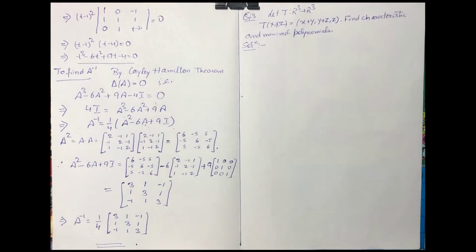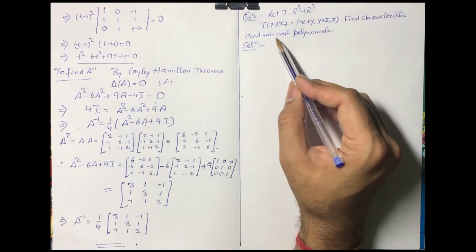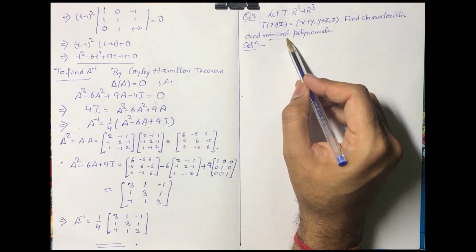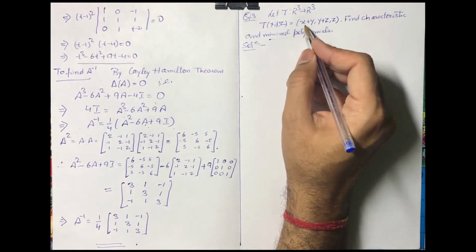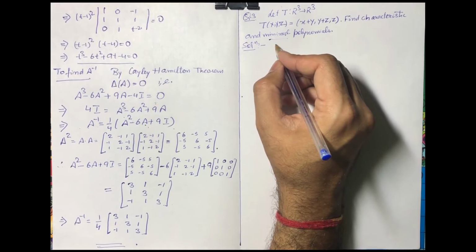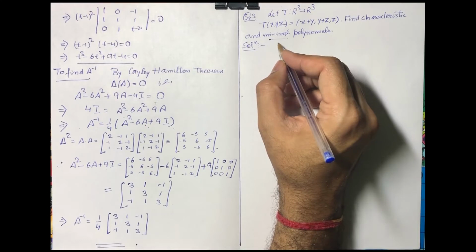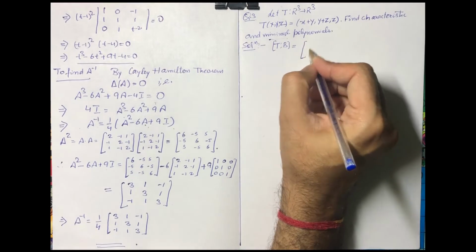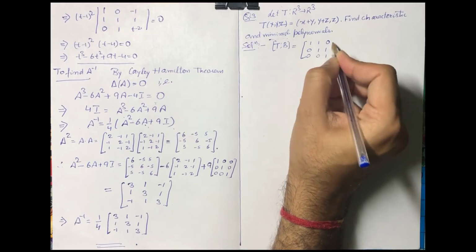In the next question we are given a linear operator and the question is to find the characteristic and minimal polynomial. So we will proceed in a similar manner to find the characteristic equation. Given T(x, y, z) is this. First of all we start with the standard basis B, and from that standard basis we will convert the transformation into its matrix, that is T B. So I am writing it here. That comes out to be 1 1 0, 0 1 1, 0 0 1.